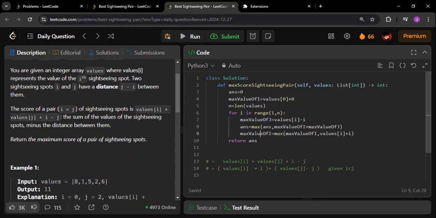Now I'm going to calculate the max value of I for the next indices. Okay, so max value of I is equal to max of the previous max value of I, comma, the values of I plus I, that is this particular term. Okay, this is the one that I'm talking about, this particular term. I'm going to calculate that now, and then this will be carried forward to all the next iterations.